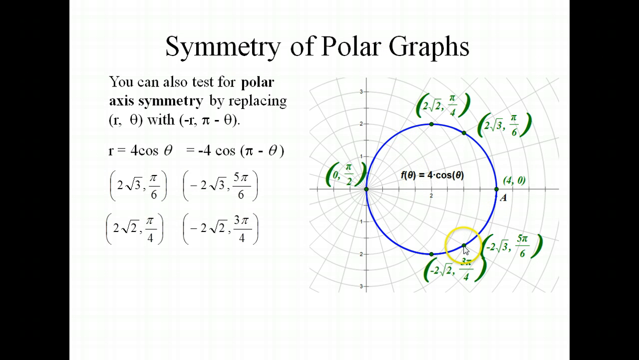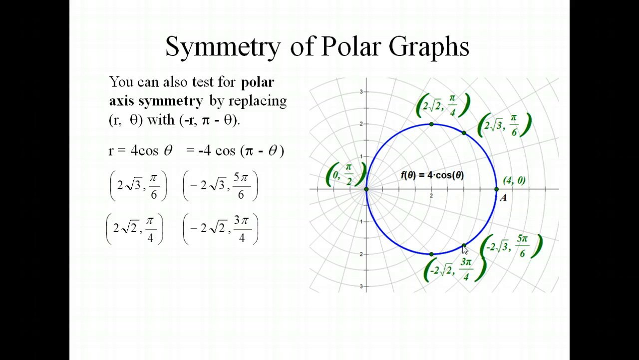Now what you should notice is that we ended up with the exact same points that we had before, but they're labeled differently. So here we're looking at 5 pi over 6, which is normally an angle in quadrant 2. But because we have a negative radius value, we had to go to the other side of the pole and come over here into quadrant 4.